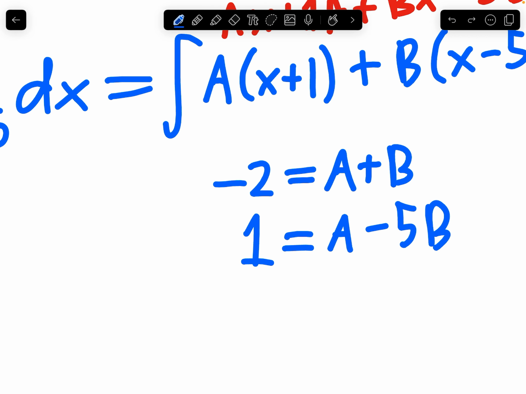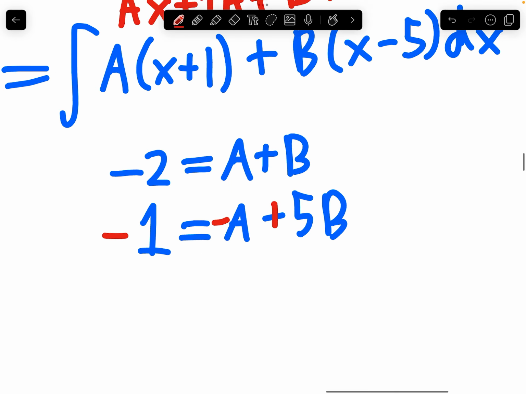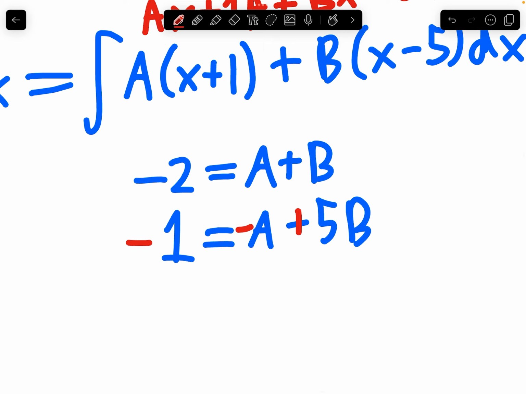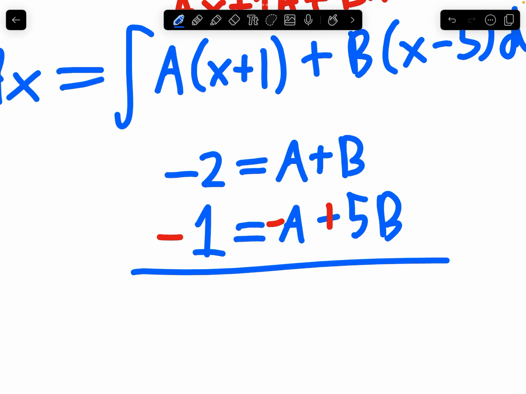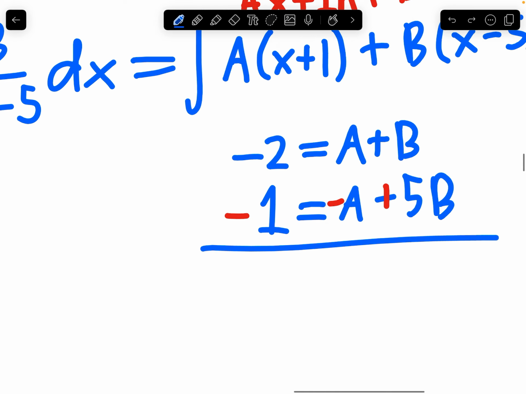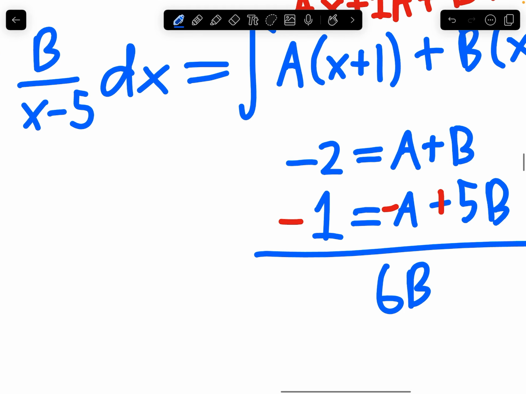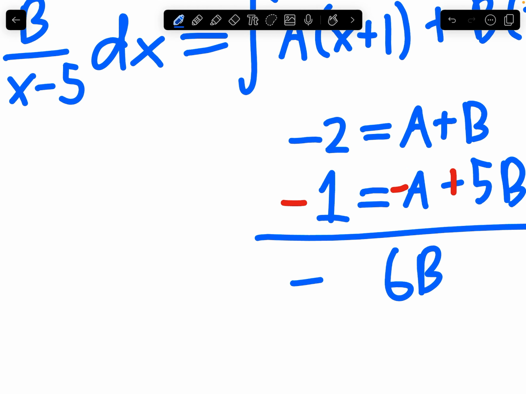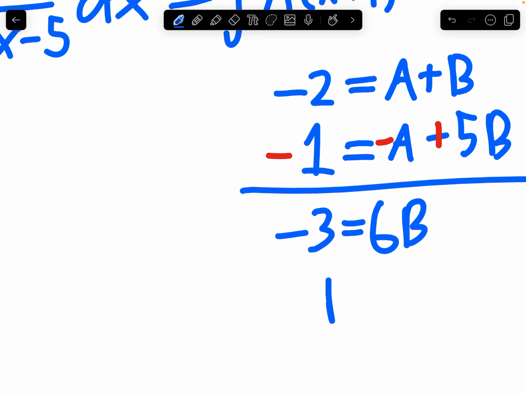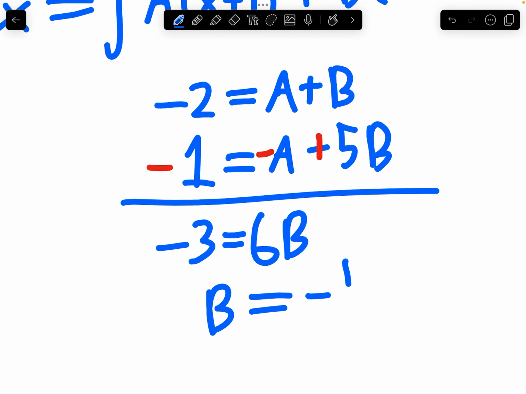So what I think we can do here is just multiply the second equation by negative 1, all the terms. So eventually you should get something like this. And now if you were to solve this system of equations, you'll see that these terms would cancel out to produce nothing for a. Your a is now gone. b plus 5b is 6b. And negative 2 minus 1 is negative 3, which would mean that b is equal to negative 3 divided by 6, which is negative 1/2.